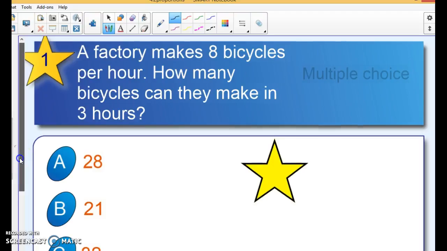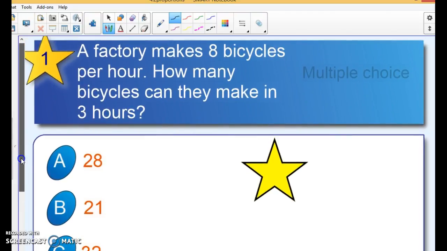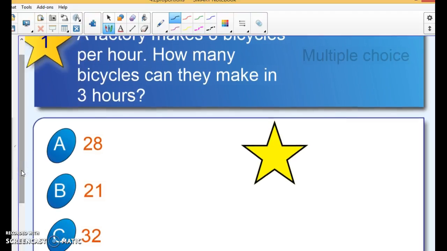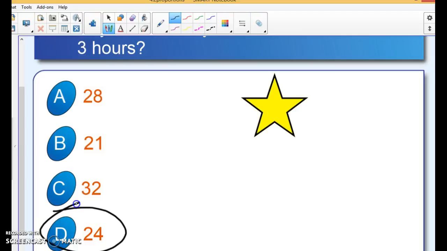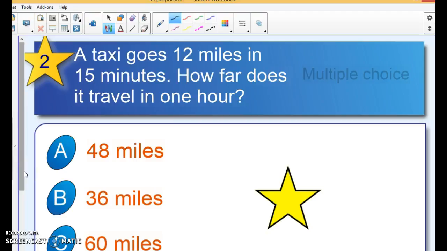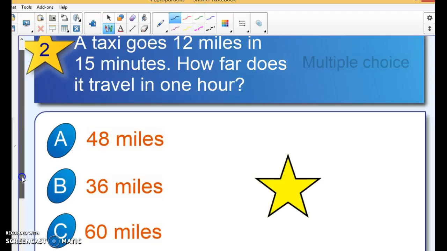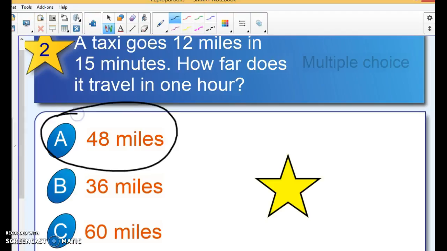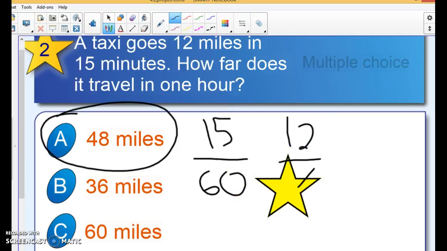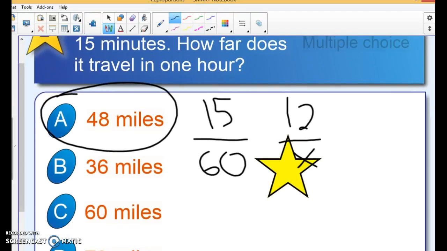Alright, if a factory makes 8 bicycles per hour, how many can they make in 3 hours? So 8 bicycles in 1 hour, times 3, makes 24 bicycles in 3 hours. A taxi travels 12 miles in 15 minutes. How far can it travel in 1 hour? Well, 15 minutes times 4 is 60 minutes, an hour. So I would have to do 12 times 4, so it would be 48. If I write this out, 15 over 60 has to be the same as 12 over what? And I could figure out that that would have to be 48.